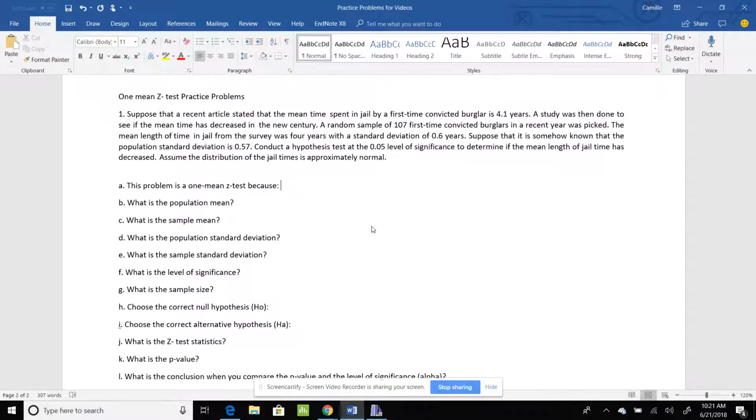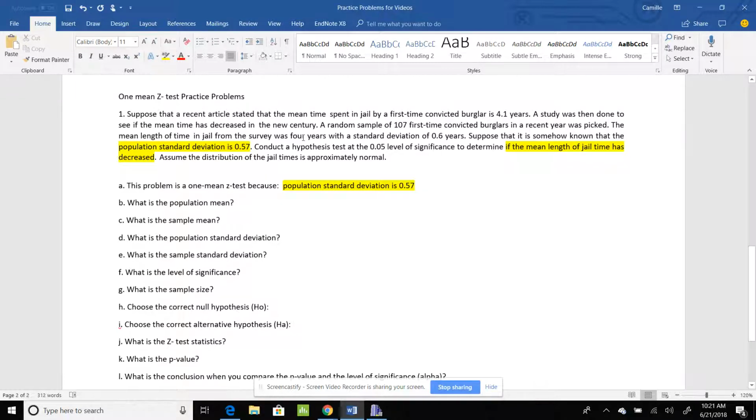So this problem is a one mean z-test because we have right here a population standard deviation. We know what that is because it's given to us. So I'm going to highlight it in yellow and post it here. And that's why. I also know this is a one mean z-test because I'm trying to determine if the mean length of jail time decreased. I'm trying to see if something happened. And in this case, I want to know if the mean length decreased.